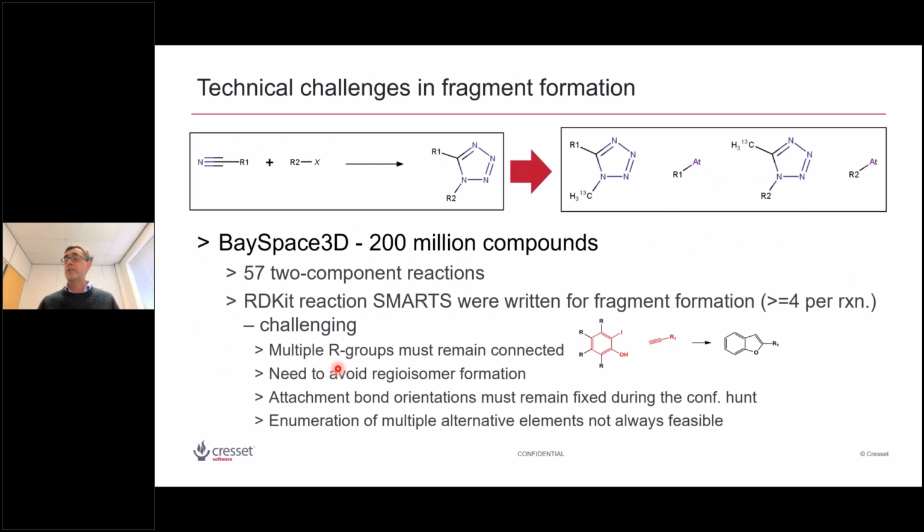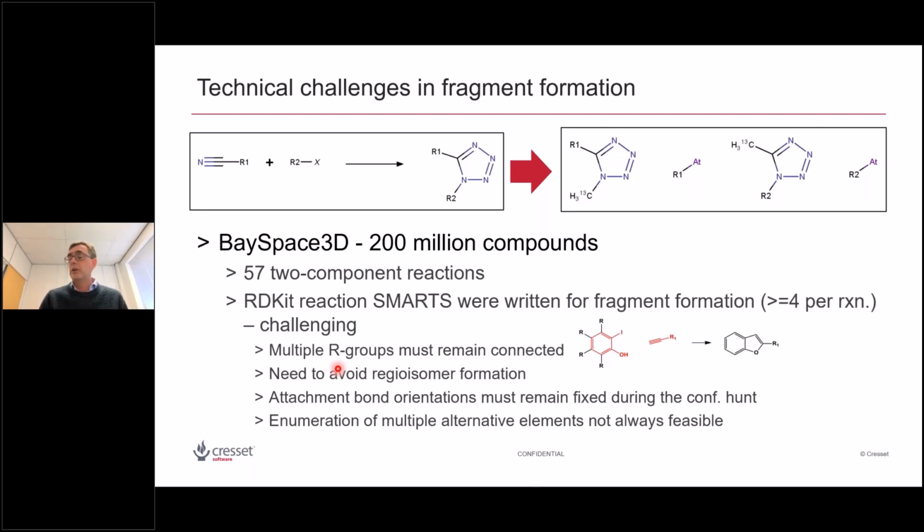Okay, there's a number of technical challenges in doing this. For the 1,2,4 triazole example, this is reasonably straightforward, but for some chemistries, this turns out to be quite complicated. So we started off with a simpler example. As I mentioned, we were working with our partners at Bayer Pharma.